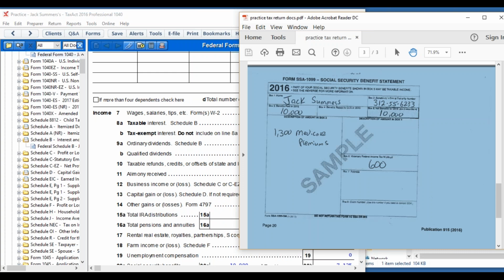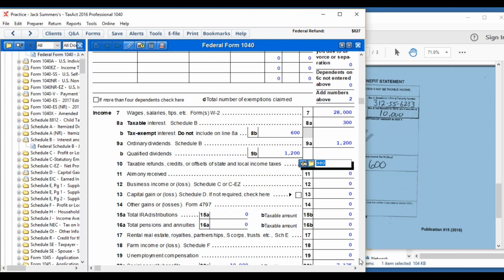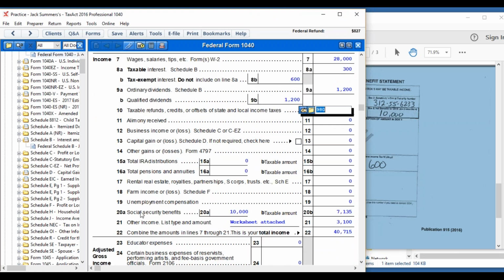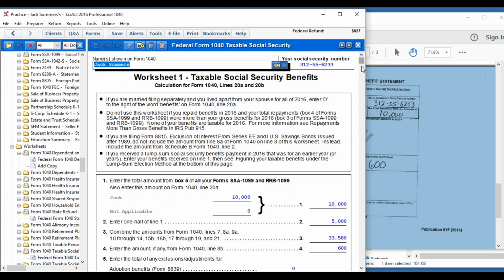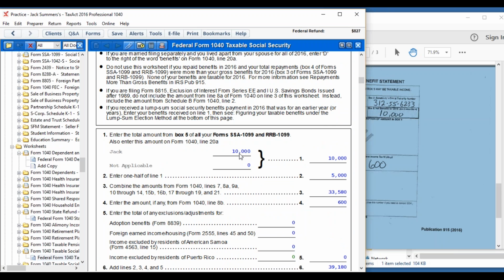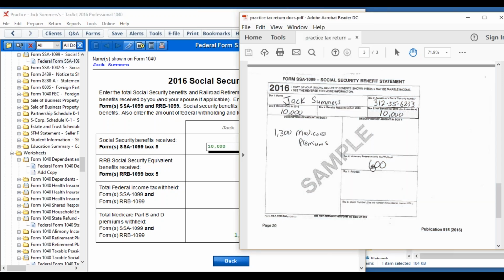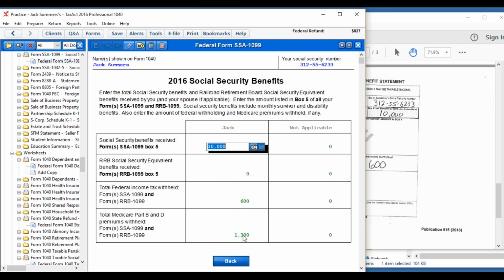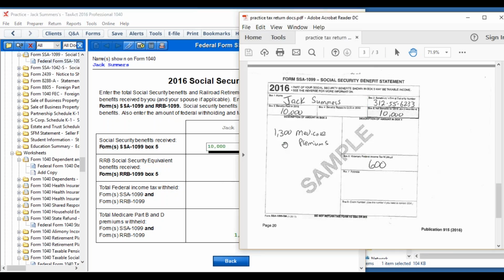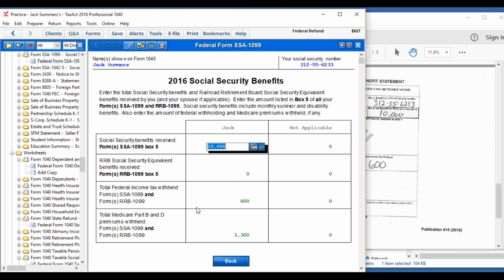Now I can go ahead and put in my Social Security information. I earned 10,000 in Social Security. So I need to come down to my Social Security line here, line 20. Okay, if it's a blue box, that means I still need to click further. Here is my actual input sheet where I put in the full amount that was earned. How much of taxes were taken out, $600 were withheld, and then how much went to Medicare Part B or Part D, and that is showing here in Medicare premiums. I said Medicaid, but I meant Medicare.